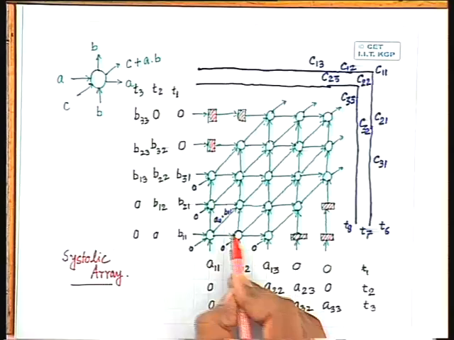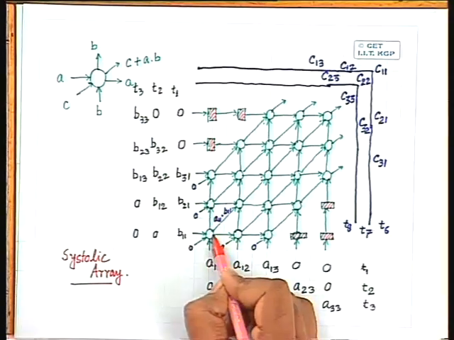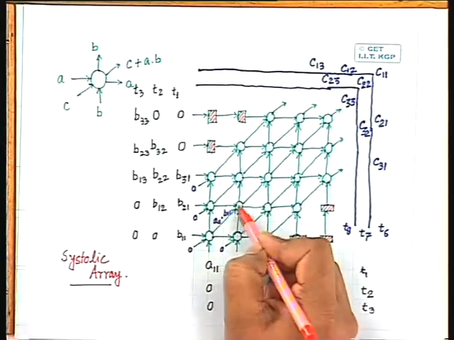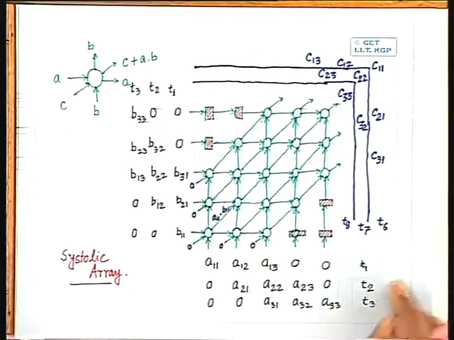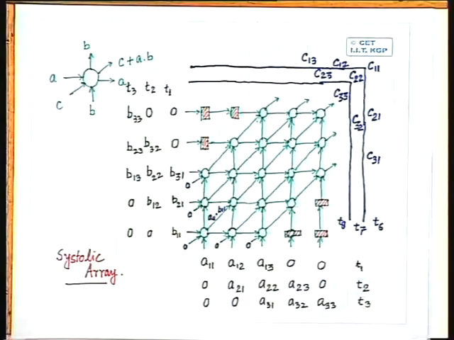Okay? I cannot bypass any of this. I don't have any provision of sending the data from this processing element to this processing element directly. I always have to go via this processing element. So this is a kind of pipeline which is also known as a linear pipeline. The data always flows in the linear direction.